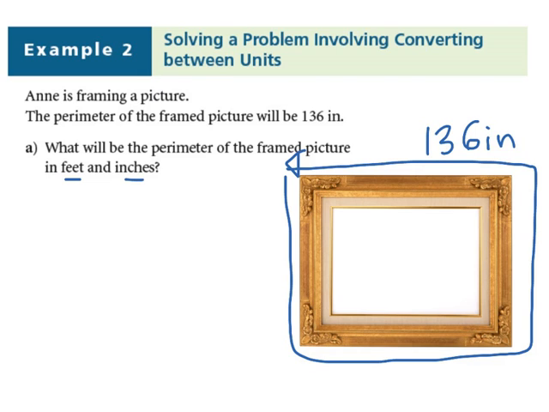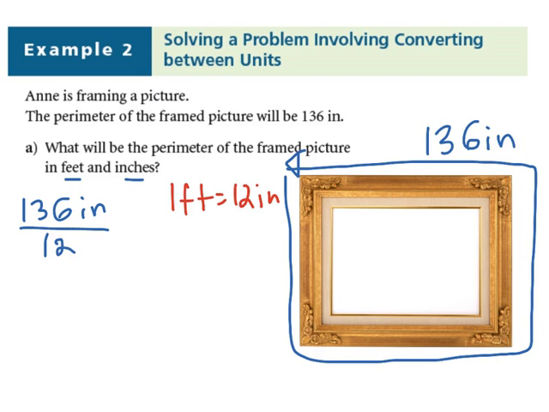Well, we know that 1 foot is exactly 12 inches. So we're going to take 136 divided by 12 to find out how many feet exist in the inches. When we divide this, we get the answer of 11.33 repeating. This little line means that it's repeating forever. The 3's continue on and on. The whole number value means that we have exactly 11 feet.